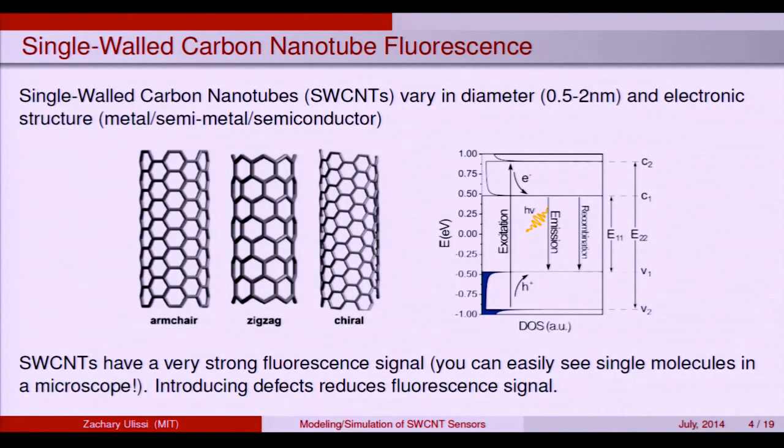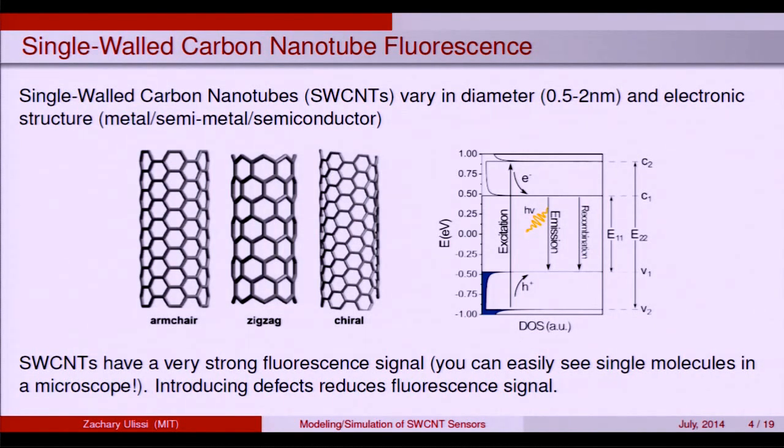So we use carbon nanotubes in our lab primarily because they have a very strong fluorescence signal. So what's happening is when we excite with light, we excite electrons from the second valence band to the second conduction band. And then this electron hole pair relaxes to the first conduction band and the first valence band.